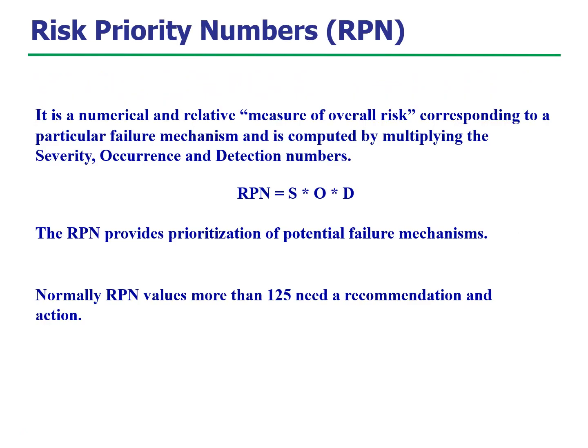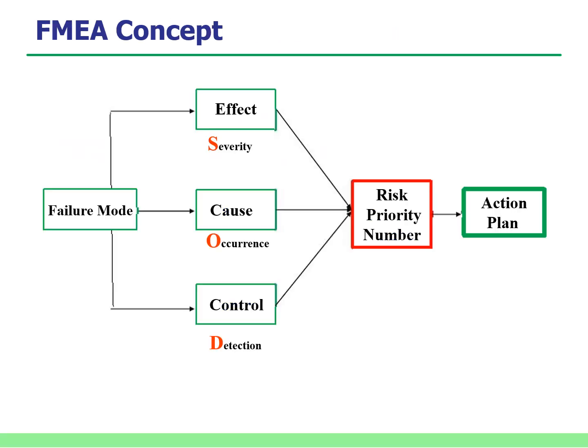Risk priority number is a numerical and relative measure of overall risk corresponding to a particular failure mechanism, and is computed by multiplying the severity, occurrence, and detection numbers. Risk priority number is a product of severity, occurrence, and detection. It provides prioritization of potential failure mechanisms. Normally, RPN values of more than 125 need a recommendation and action. The failure mode leads us to understand the effect, cause, and control, that is severity, occurrence, and detection, which help us to understand the risk priority number and action.